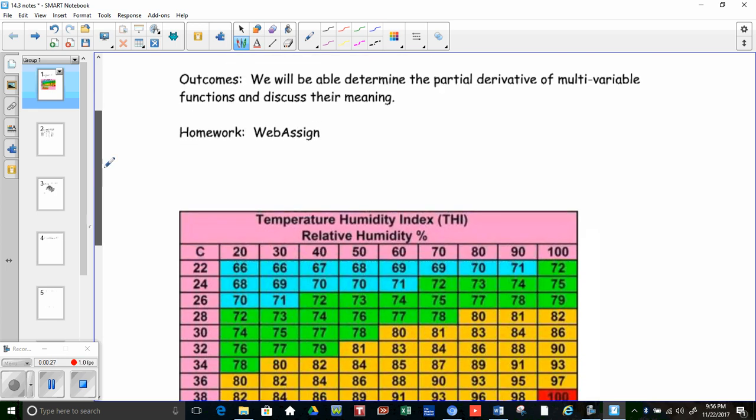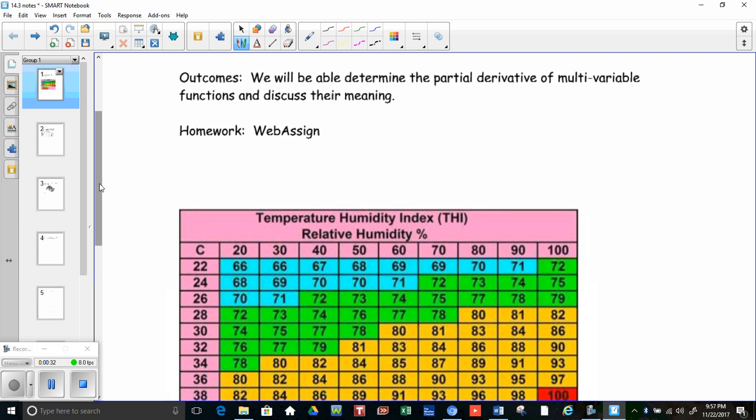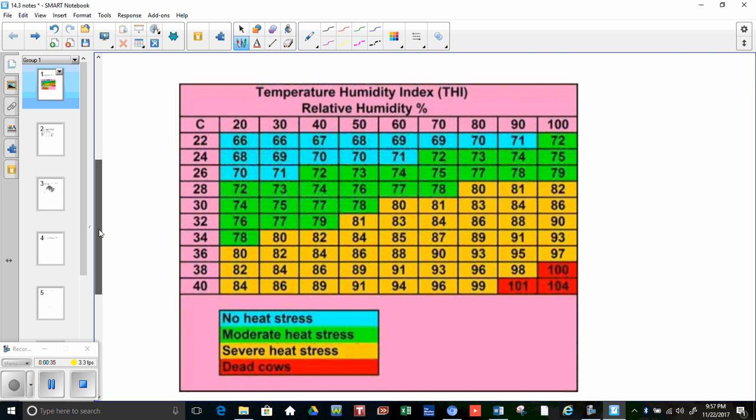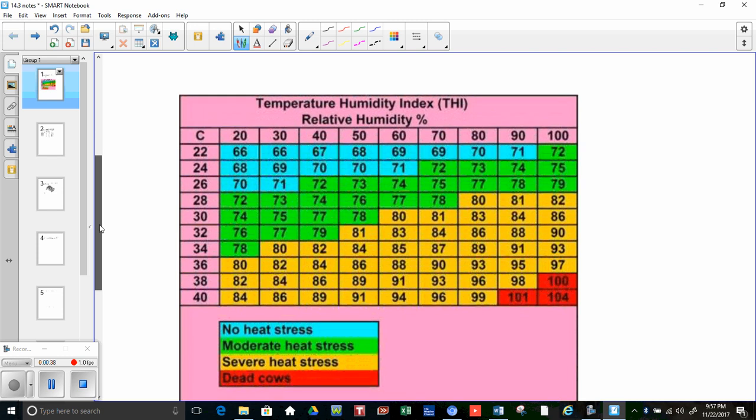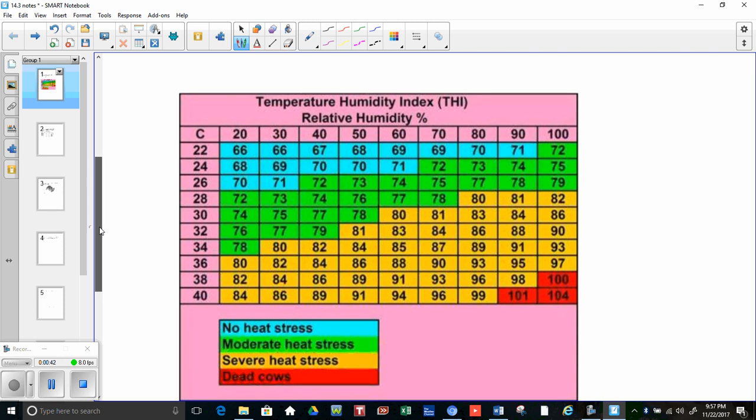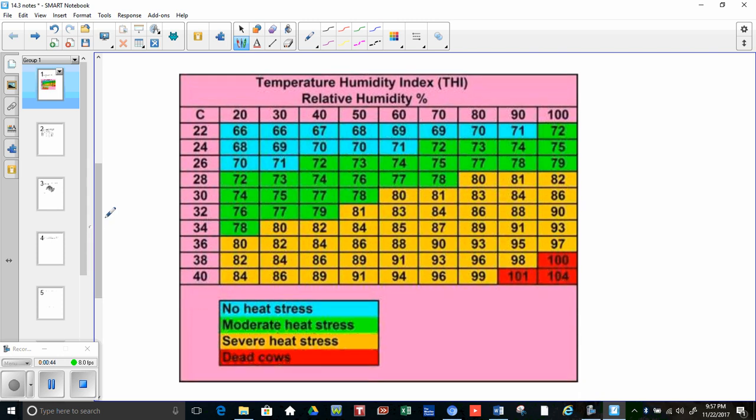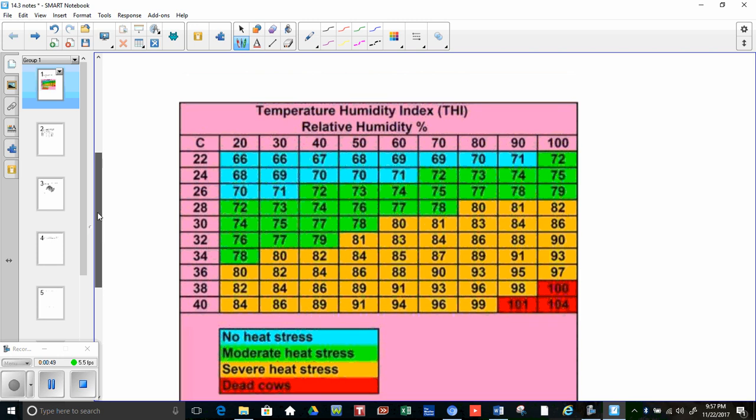So let's take a look at how to interpret a partial derivative, and then we're going to get into doing them. I think doing them is actually pretty easy to do overall. It takes a little bit of getting used to, being careful, but I think you guys can pick it up pretty quickly. Okay, so what we've got here is a temperature humidity index, and basically this is a heat index. I'm sure you guys have all heard that before.